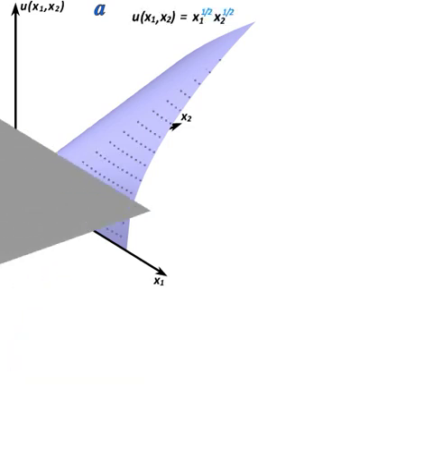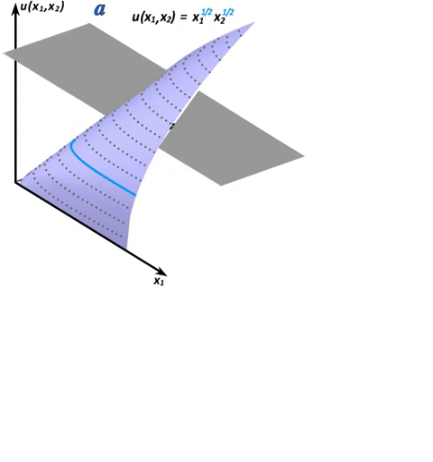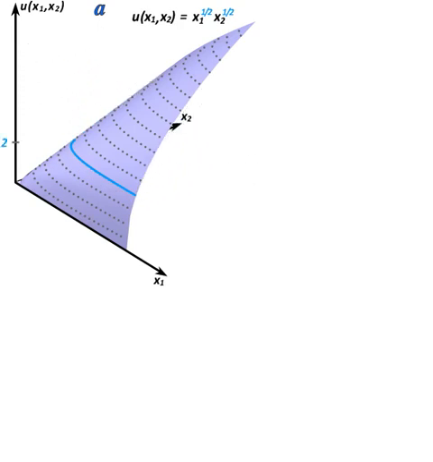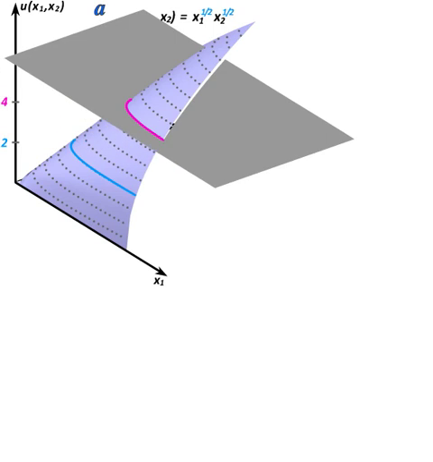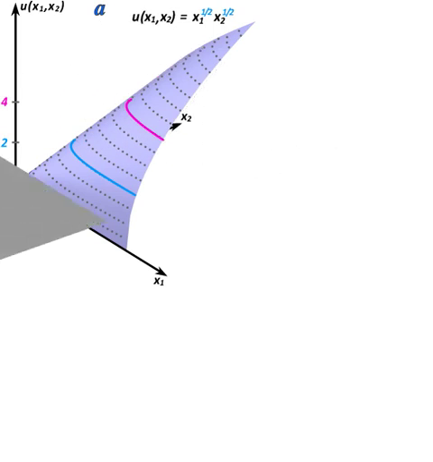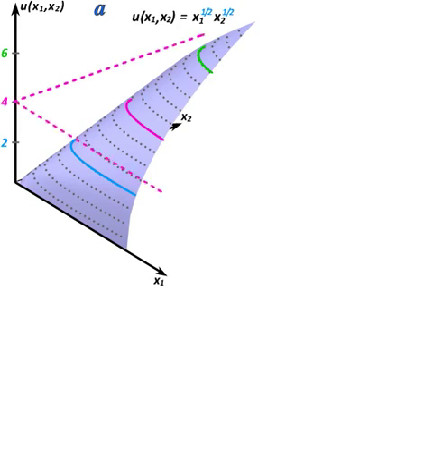If we now want to find all the bundles that give us utility level 2, we simply go to the height 2 and take a horizontal slice of this utility function. We can similarly ask what are all the bundles that give us utility level 4 or utility level 6 and take a similar horizontal slice of the function. The utility function we're using, by the way, is the function x1 to the 1/2, x2 to the 1/2, sometimes known as the Cobb-Douglas utility function, with weights 1/2 for each of the goods.